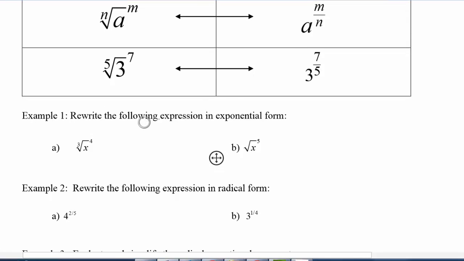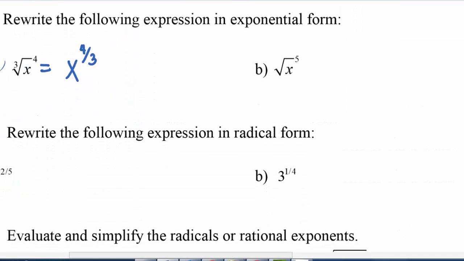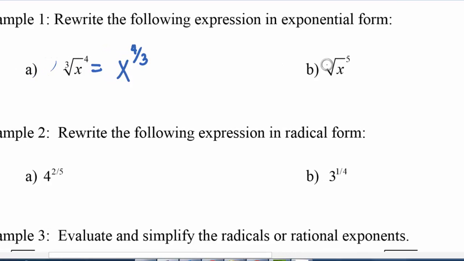So rewrite the following expression in exponential form. The base is x, and the power stays where it is, and I move my root to the bottom of the fraction. So this is the same as x to the 4/3. We also have this root right here. There is no number, but we should know as mathematicians it's because it's a square root. A square root has no number there because it's the most common. So x to the 5/2 power.